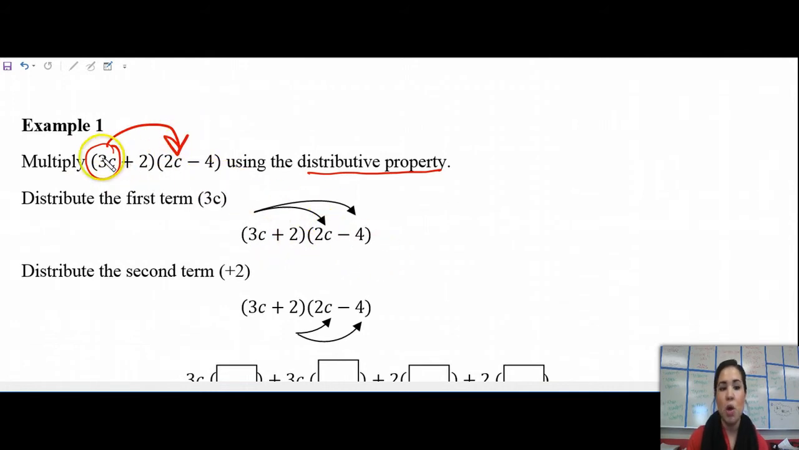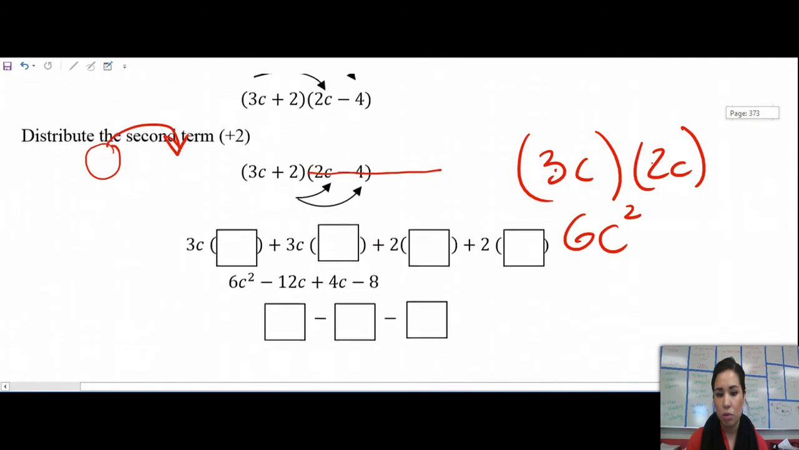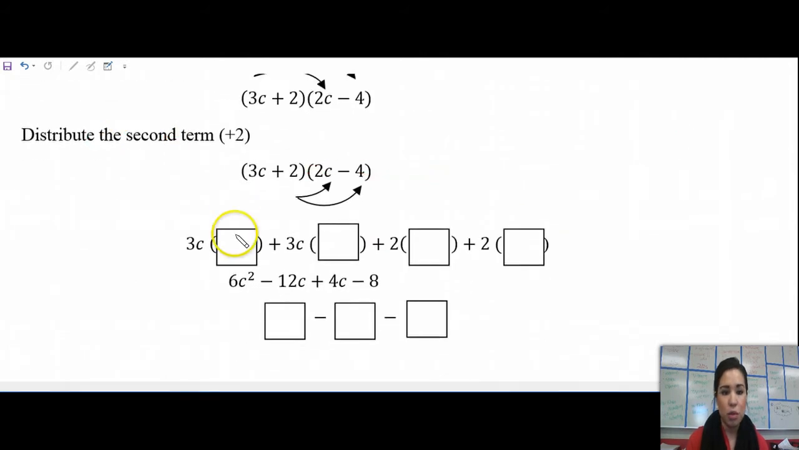So let's do it. What is 3c times 2c? Well, we've already been looking at our rules of exponents. 3 times 2 is going to give me 6, and c times c is going to give me c squared. So when I multiply 3c times 2c, we get 6c squared. Let's do the second one. We already did the first one times the first one. Let's do the first one times the second one.